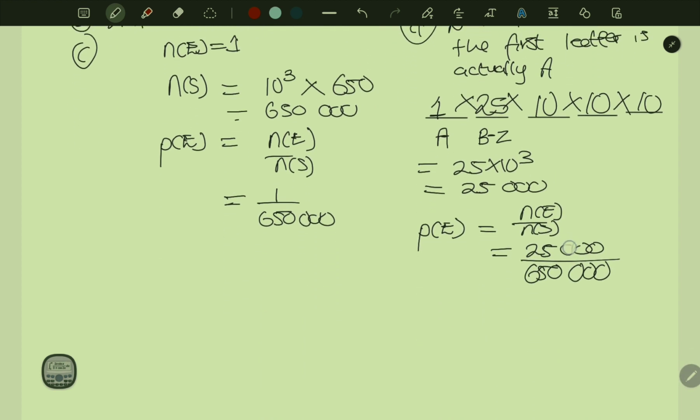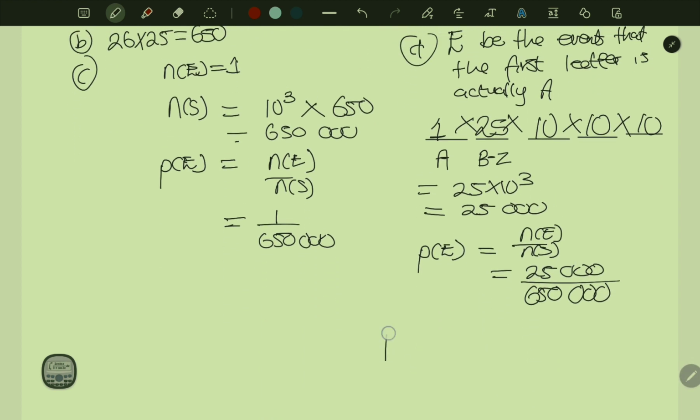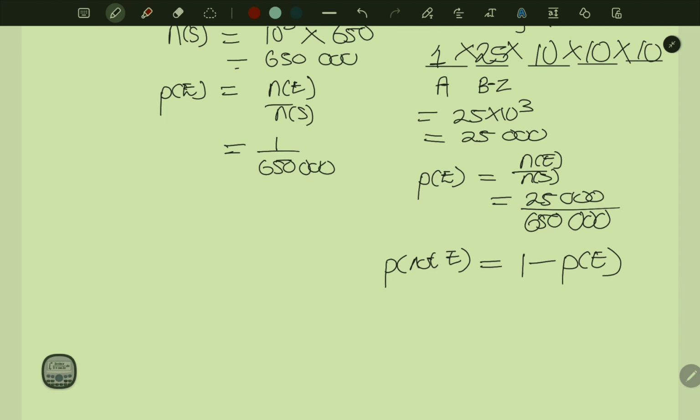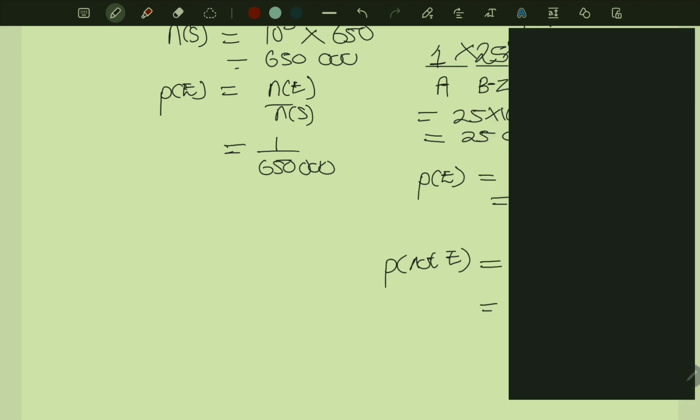But in our question, we wanted the probability that the first letter is not A. So that means we are actually looking for the probability of not E. The probability of not E will therefore be equal to 1 minus the probability of E. So these two are complementary events. So the probability of not E will therefore be 1 minus 25,000 divided by 650,000.